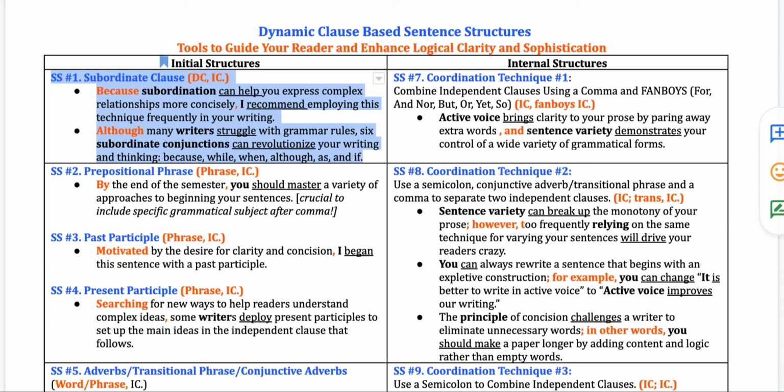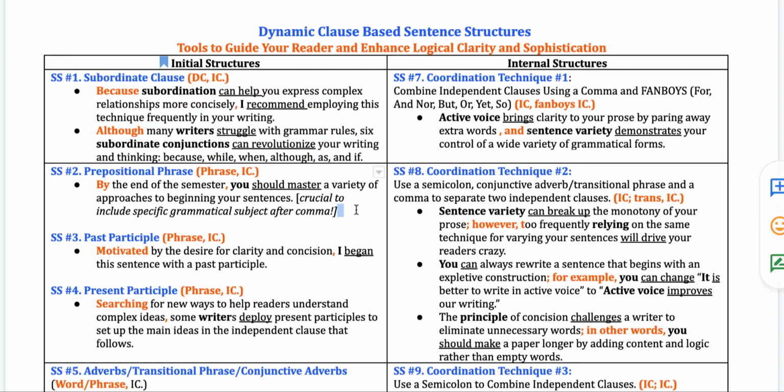This quiz is an exercise designed to help you learn more about two concepts I've introduced earlier in the class. One of those concepts is called the SS number one sentence structure, which is just a way of drawing your attention to the use of subordinate clauses at the beginning of sentences. And you can see here I've highlighted on the dynamic clause-based sentence structure sheet that sample. Walks through what an SS1 is and how it is structured.